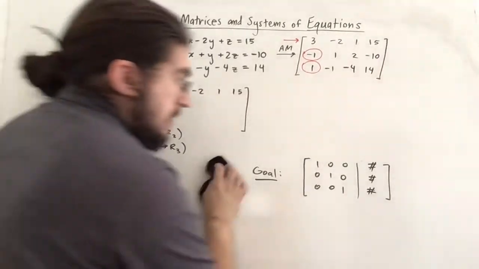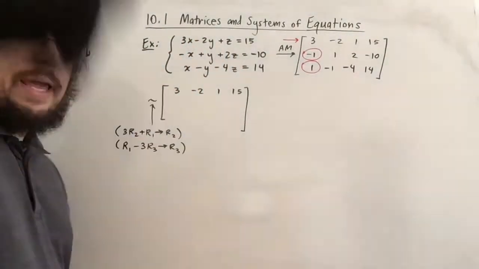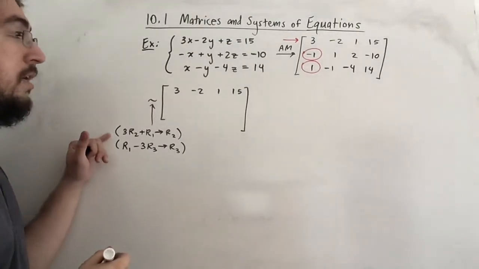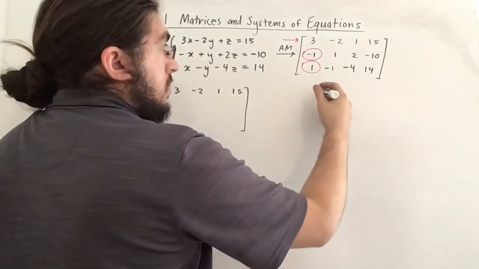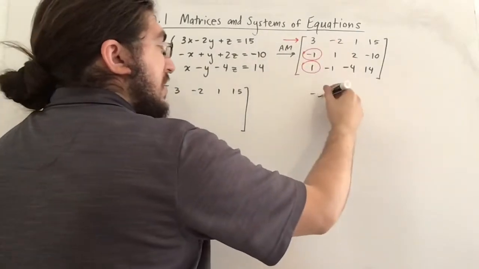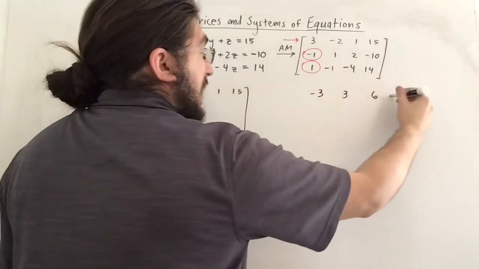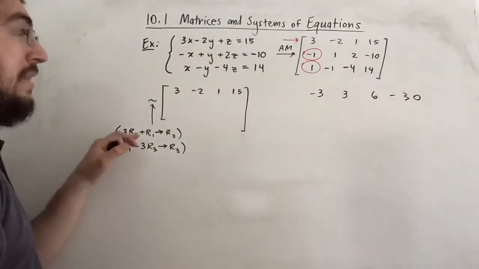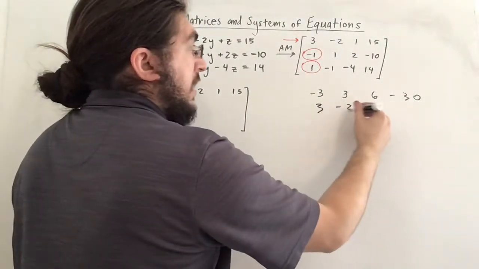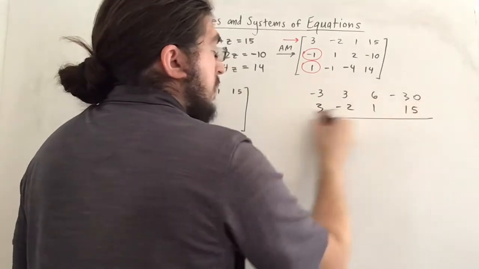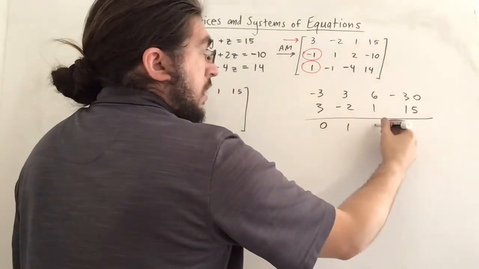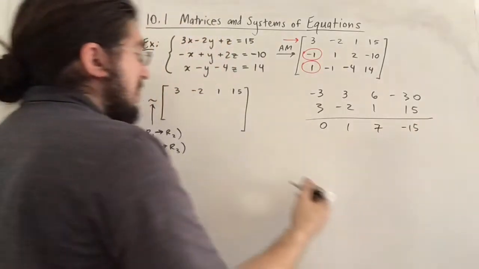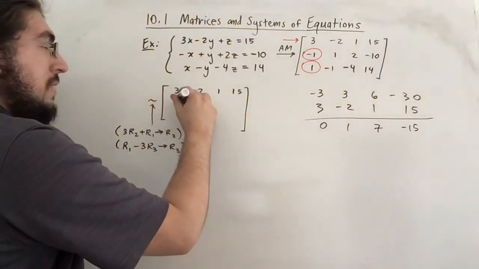So now let me erase this goal here, and let's see if we can apply the work for these instructions. So row 2 times 3, there we go, is -3, 3, 6, -30. That's 3 times row 2. Adding that to row 1, that's 3, -2, 115. And our result is 0, 1, 7, and then -15, which sounds kind of not too great, but that's okay.